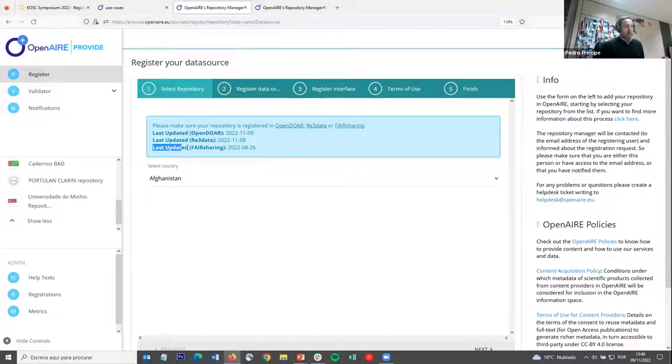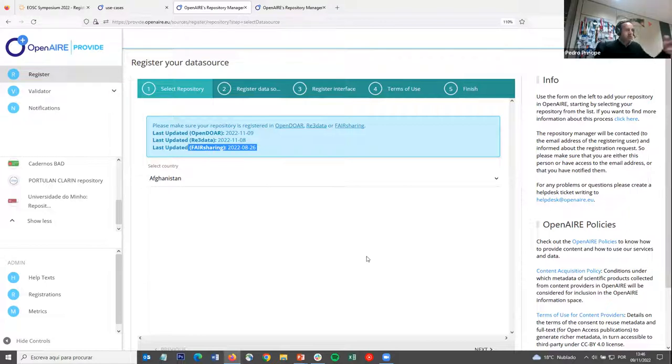But things are working quite well with updates and the alignment between the APIs that we are consuming from OpenAIRE and re3data. You also have the last update from FAIRsharing. So you can see clearly if you have any issue, to contact us and say, okay, I registered one week ago, I wanted to register today, so why don't I find it? We will try to solve that issue.